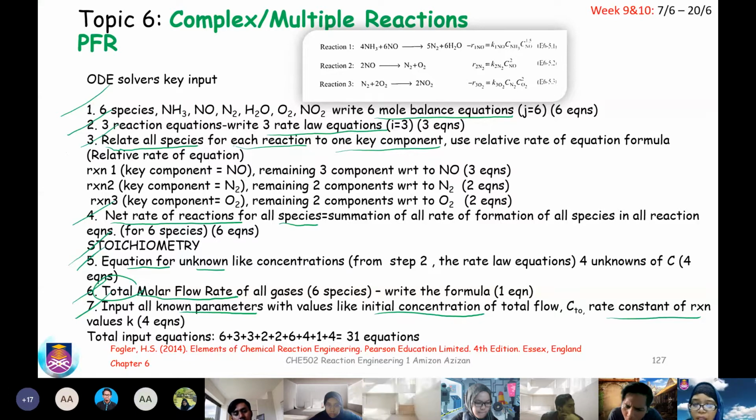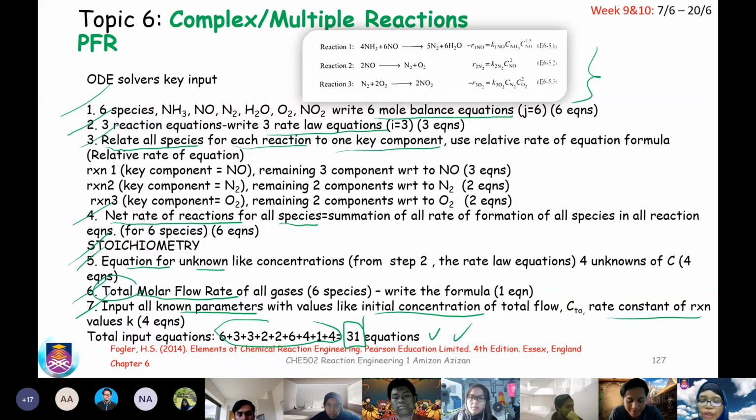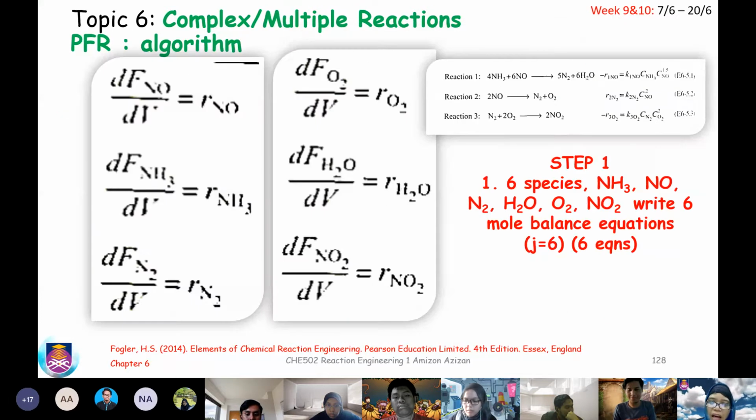And this slide shows you the summary. We're going to go to each one by one, but I'm just going to say it here: the total equations that you will be writing is 31 equations, based on the guidance from step number 1 till 7, add them up. So in total, for the 3 simple multiple reactions, you will need to input in ODE solvers 31 equations. So let us start one by one.